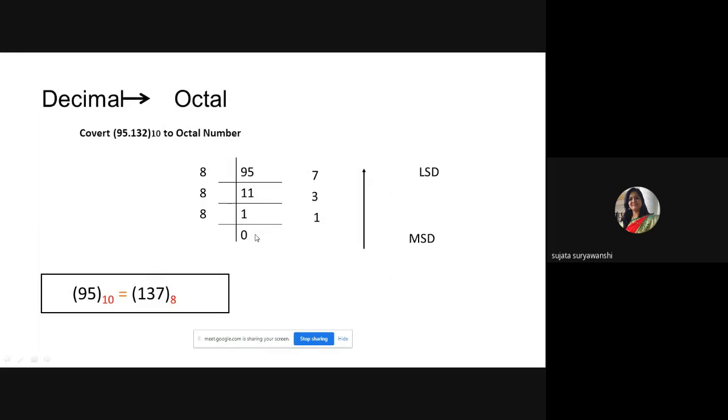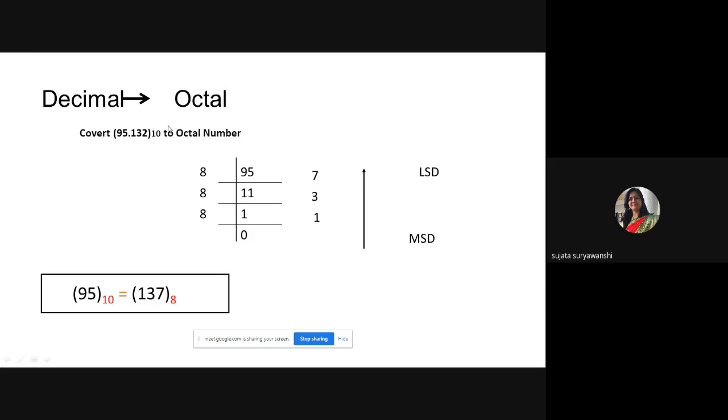Now we'll move to the next PPT, that is conversion from decimal number into octal number. Again, you need to repeat the same procedure, but here we need to consider the octal number, and octal number has base 8. That's why instead of dividing the given number by 2, we need to divide the given number by 8. Whenever we are converting decimal into binary, we simply divide the given decimal number by 2. But in the case of decimal to octal, we need to divide the given decimal number by 8.